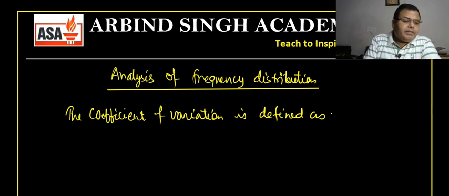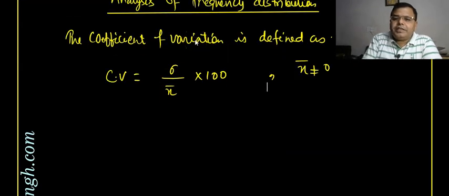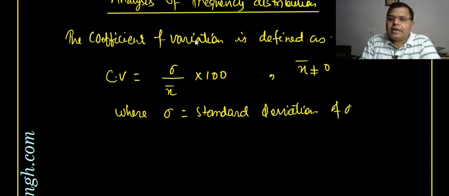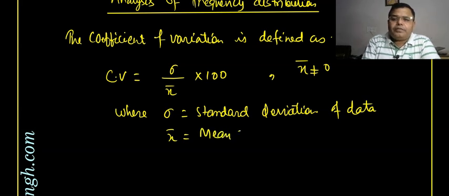The coefficient of variation is defined as CV equals sigma upon x bar multiplied by 100, where x bar is not equal to 0. Where sigma is the standard deviation, and x bar is the mean of the data.